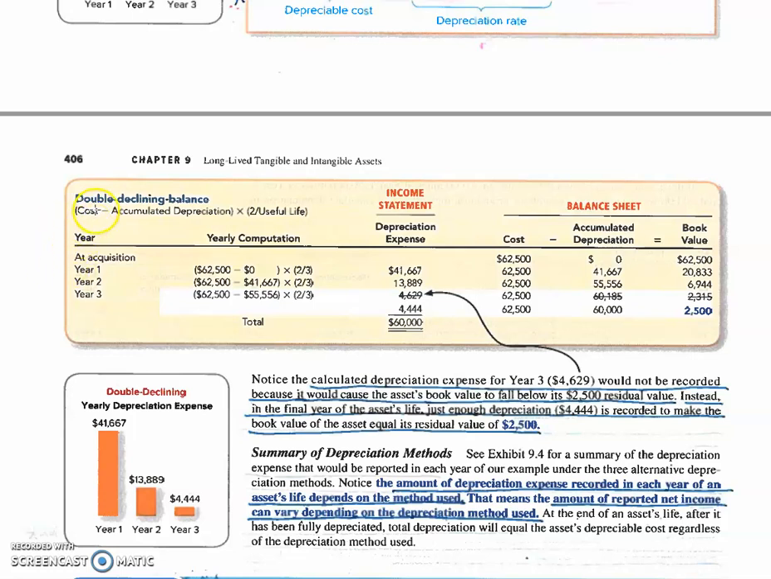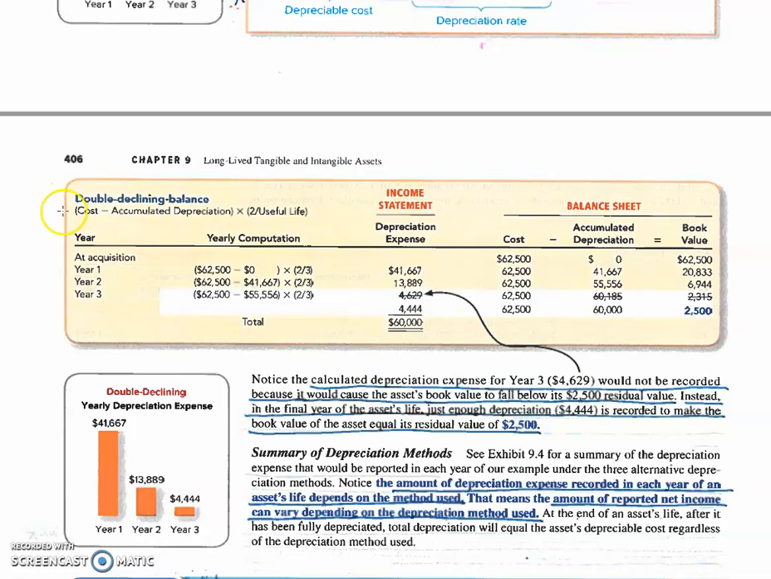What we do each year is we don't forget about the residual value, but we don't use it in the calculation initially. We take the cost minus accumulated depreciation times double the straight line rate. Now, cost minus accumulated depreciation is book value, net book value, carrying value, any of those you want to call it. Again, I will usually refer to it as net book value, but we take the net book value times double the straight line rate.